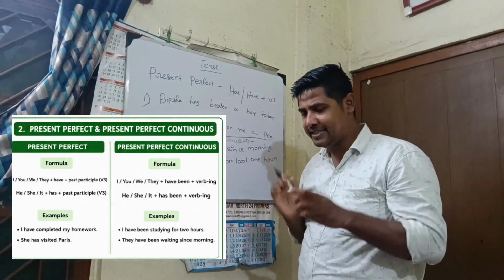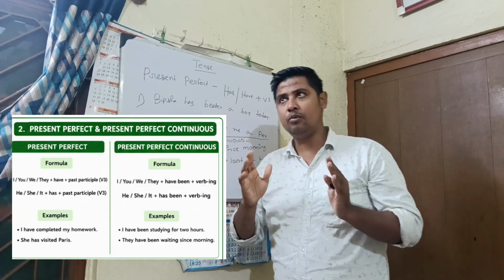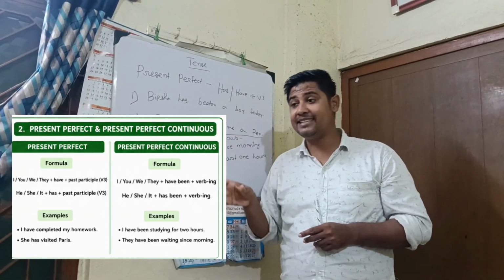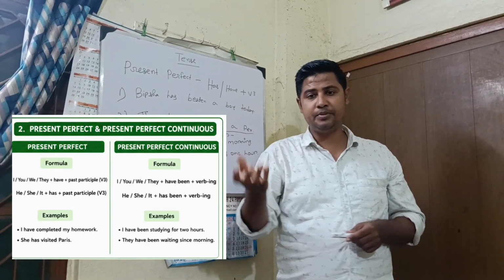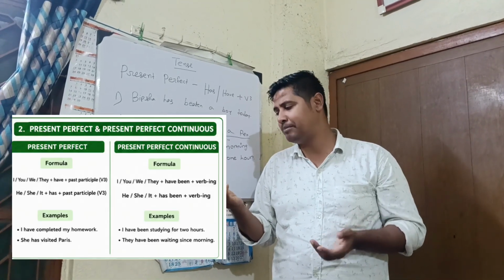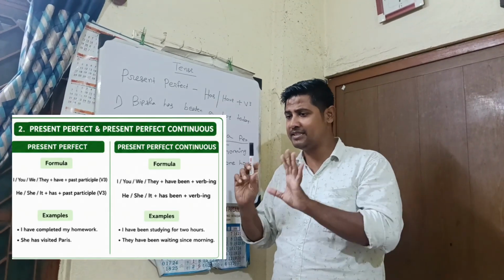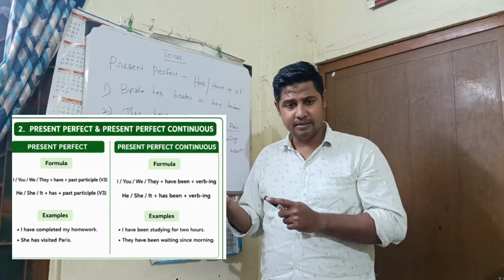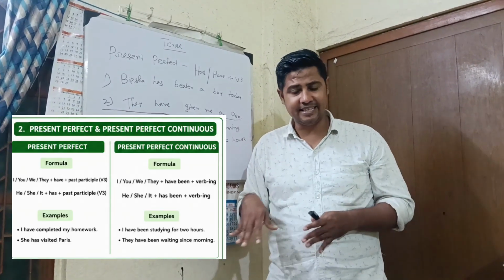So present perfect tense is something the work like has already been done, but the result is still there. Suppose Bipsha has given me a pen. She has given me this marker for an example. She has given me this marker, but it is still with me. So something that was done, but the result is still there.